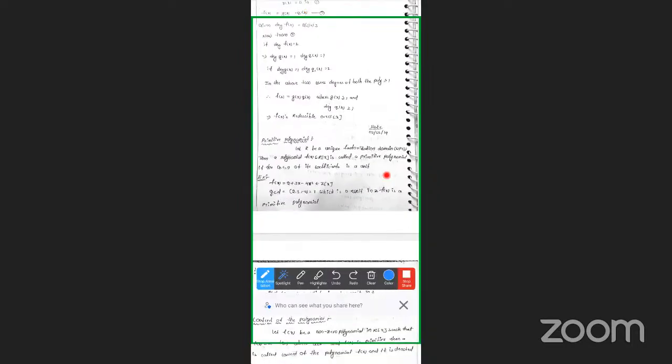So, the definition of primitive polynomial. Let R be a unique factorization domain, UFD. Then a polynomial f of x belonging to R of x is called a primitive polynomial if the GCD of all its coefficients is equal to 1, or unity. So GCD of all coefficients is equal to 1. This is the primitive polynomial definition.